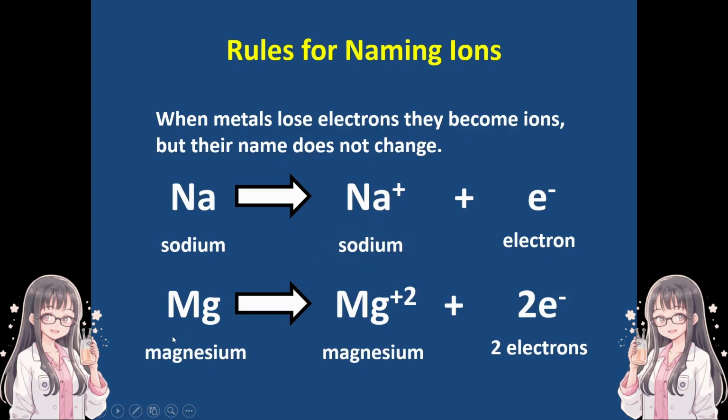Another example here is Mg. Mg is magnesium. It will become an ion since it donates 2 electrons. That gives it a positive 2 charge. But look at the name, it's still the same.